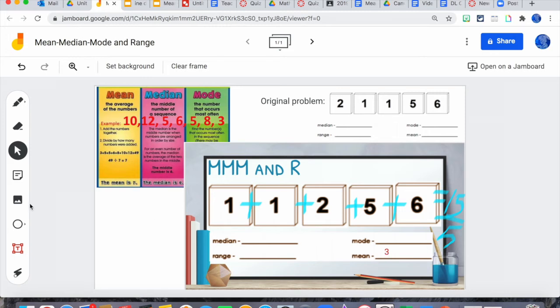Next, we're going to find the median. Median is just the middle number. Because we only have 5 numbers, the number in the middle is just 2. And we can go ahead and write 2 right here.